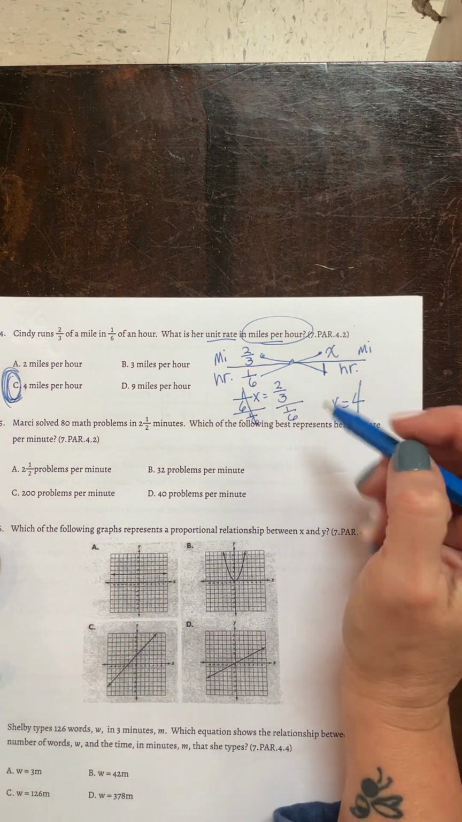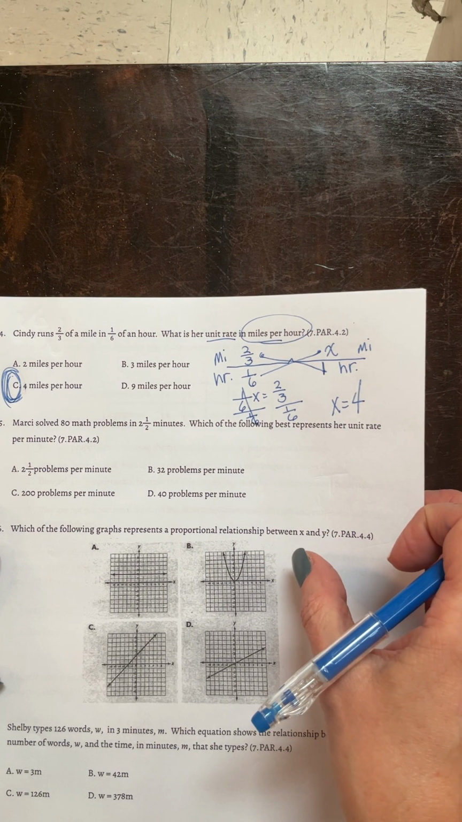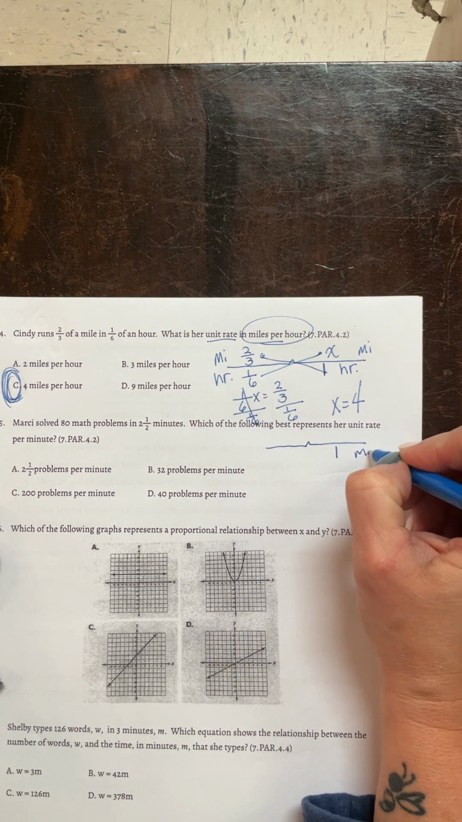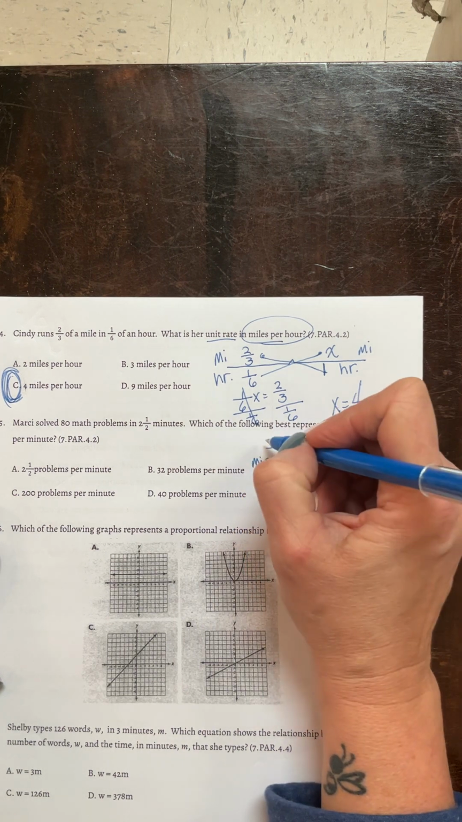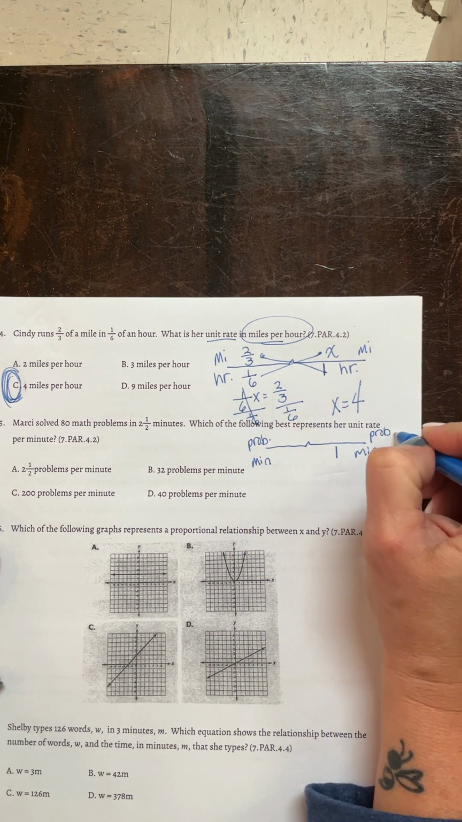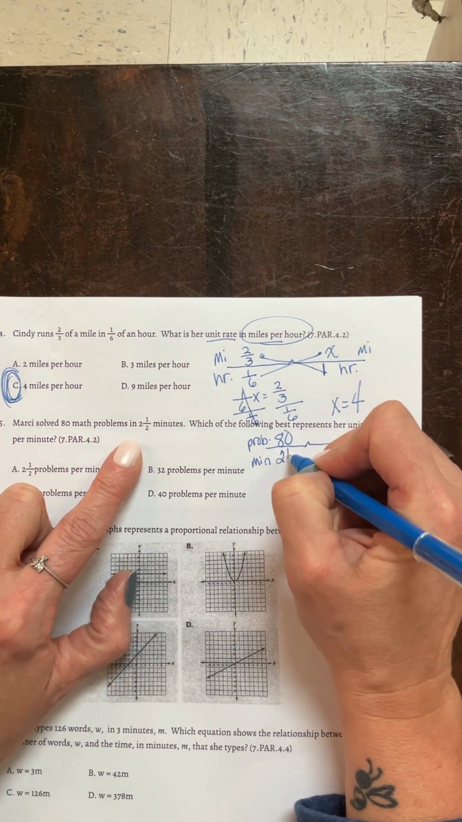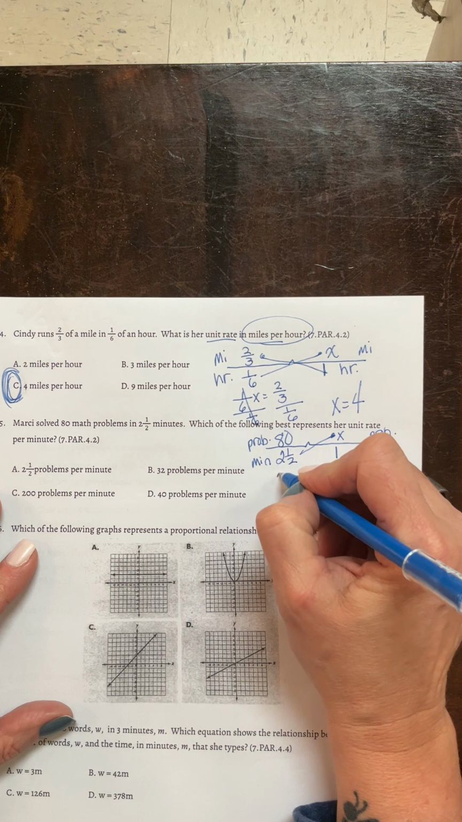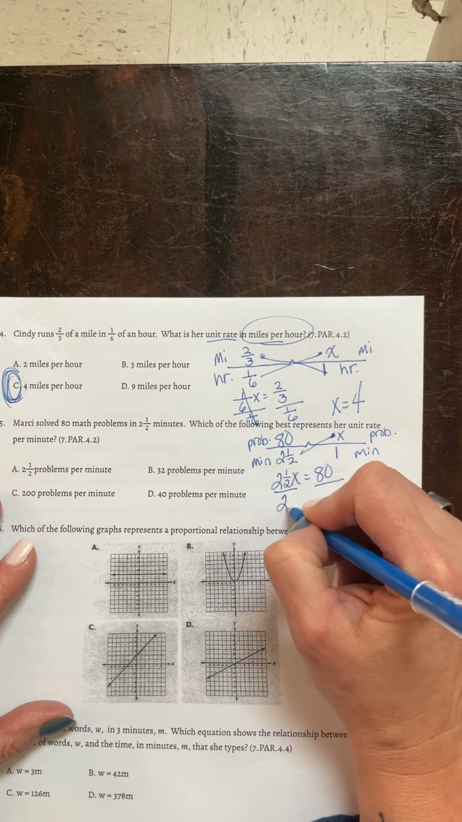Okay. Marcy solved 80 math problems in 2.5 minutes. Which of the following best represents her unit rate per minute? So we want to know 1 minute. Per minute. Per 1 minute. So that means minutes goes on the bottom here. These are going to be our problems and our problems. So 80 math problems in 2.5 minutes. How many in 1 minute? Cross multiply. x times 2.5, or 2 1/2, x equals 80. Divide both sides by 2 1/2.